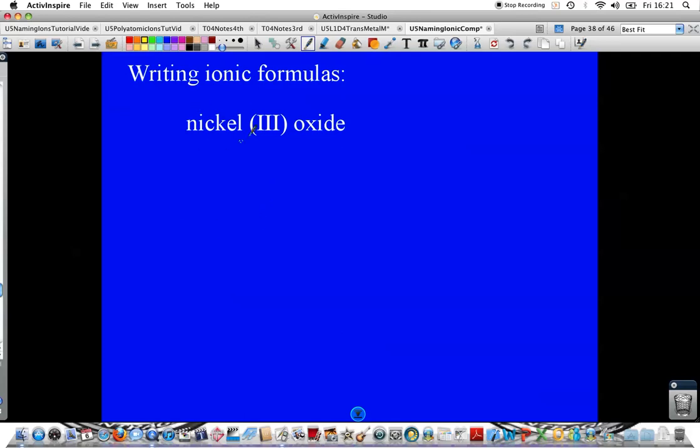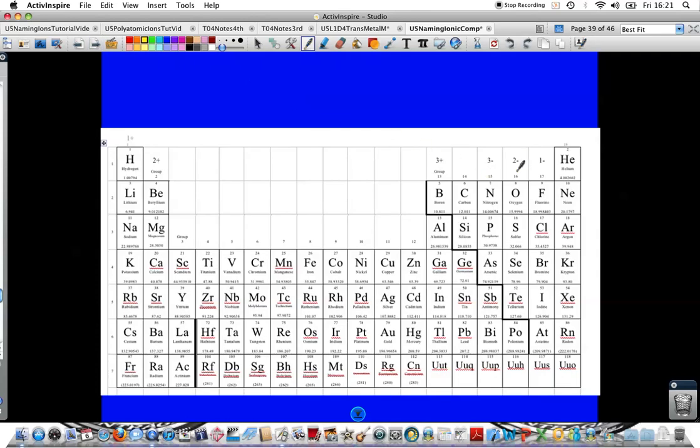Okay, sometimes we might have an ionic name with a Roman numeral. The Roman numeral basically tells us that's a transition metal, and that Roman numeral is the charge on that ion. So we don't have to look up nickel. We already know that nickel has a +3 charge because that Roman numeral tells us. We just have to look up the oxide, which is oxygen. So oxygen here is a -2.